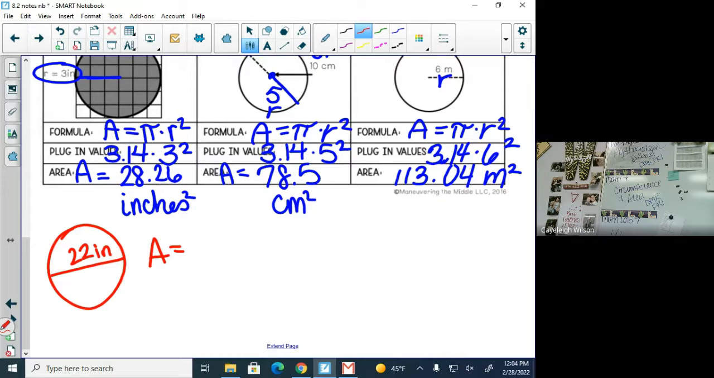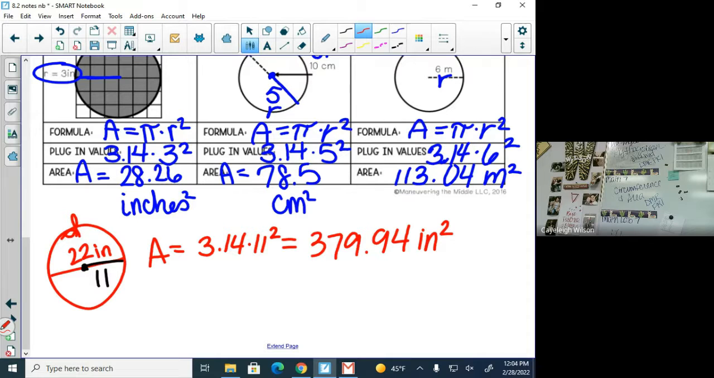All right, so here's my first question. We're all going to go around here, just going to answer one part of the question. Kingston, in the picture, do they give you diameter or radius? Diameter. So this 22 is the diameter. So Jameson, what am I going to do to that? Make it an 11, because I need to use radius for my formula. So then I'll use that 3.14 times 11 squared, and Cameron, what will I get? 379.94 inches squared.